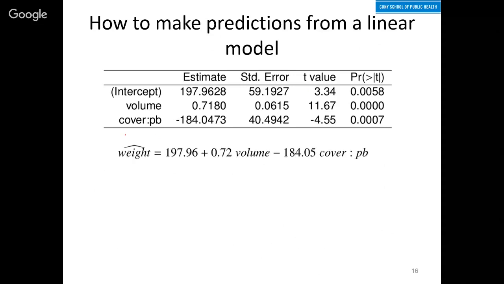Okay, just so you have this in writing, I made you do it all without writing any of it down first, but how do you make predictions from a multiple regression model? So the predicted weight, with that hat over it, is the intercept plus the slope times the volume, 0.72 times the volume, minus 184.05 times this dummy variable called cover colon PB. So this dummy variable cover colon PB is 0 for hardcovers and 1 for paperback books.